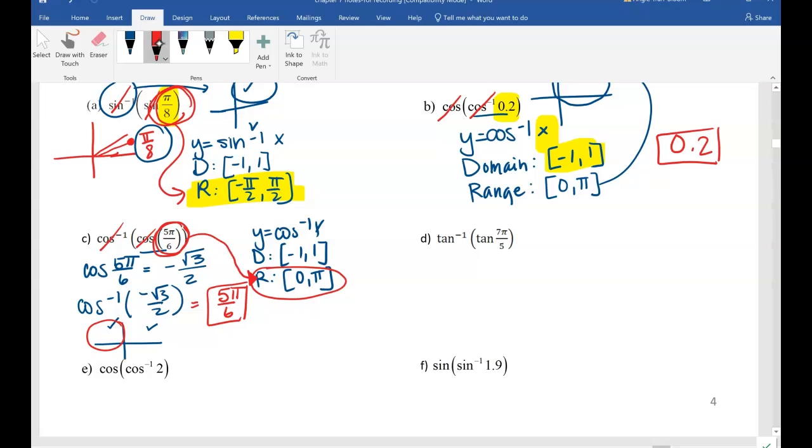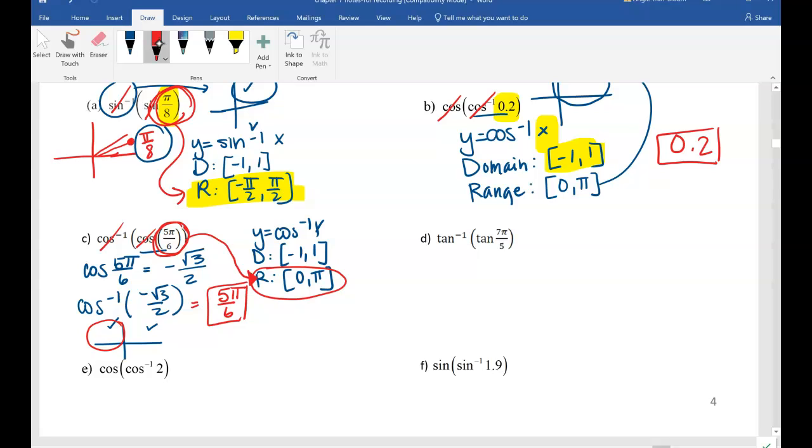Okay? Versus in B, cosine inverse is on the inside. So that value is a ratio, and a ratio is a domain. In A and C, the inverse is on the outside. So the angle represents your range. So that's what you want to compare, okay? And the more you practice, the more you're going to get better.